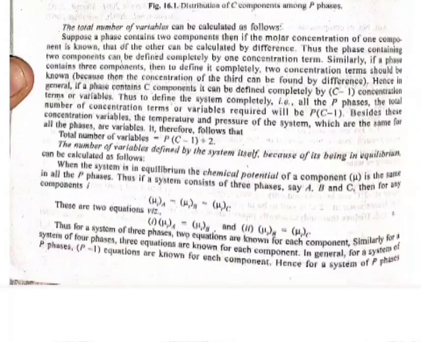Besides these concentration variables, the temperature and pressure of the system, which are the same for all phases, are also variables. Then the total number of variables is P(C minus 1) plus 2.